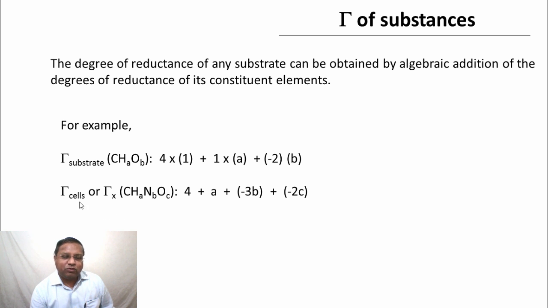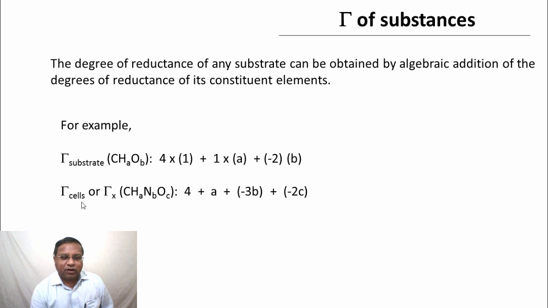And you can also think of a degree of reductance for cells. It is indicated as gamma X, and let us say that the cellular composition, people have determined cellular compositions. There are tables in one of your textbooks, Bailey and Ollis, which is from another paper actually, which gives you the elemental compositions of various cells, and you'll find this to be approximately okay. The representative chemical formula for cells is C, H, A, N, B, and O, C predominantly.